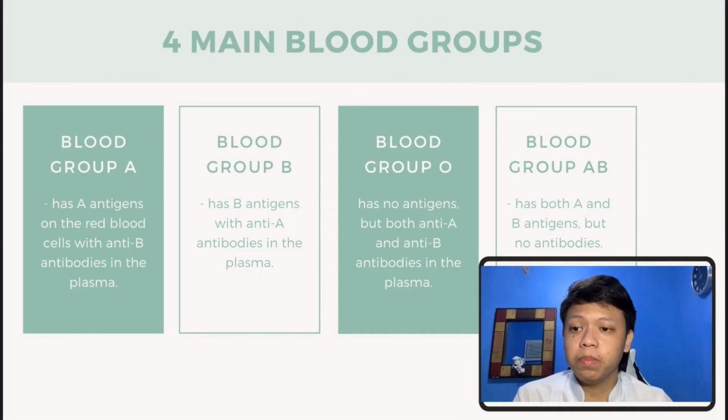Next is blood group B, which has the B antigens with anti-A antibodies in the plasma. Blood group AB has both A and B antigens but no antibodies. And blood group O has no antigens but both anti-A and anti-B antibodies in the plasma.